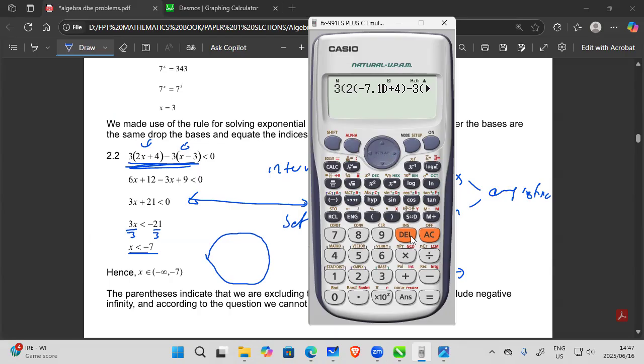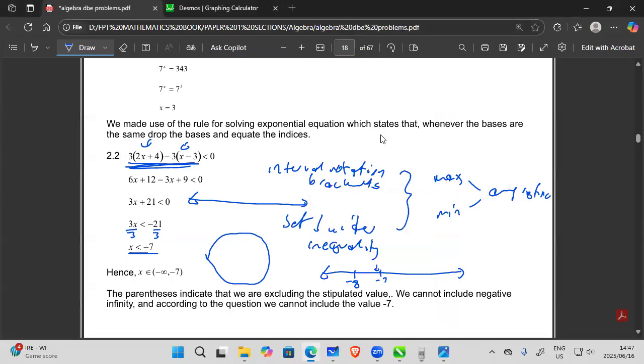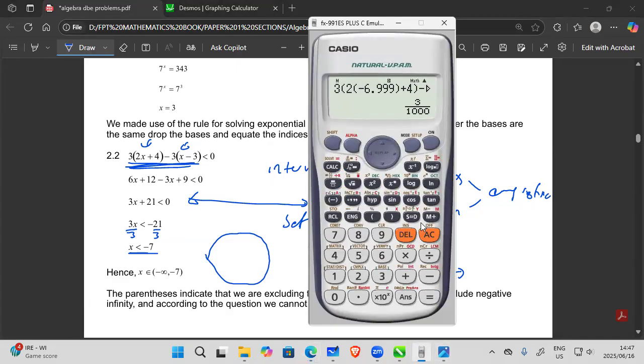Now I want to prove it to you. I'm going to go slightly above -7. I'm going to make it -6.999, which is slightly more positive than -7. If you look at it here, -7.1 is here. See where -6.999 will be? Right here, just to the right of -7. Slightly to the left, it's negative. Slightly to the right, it's positive. If I do that, can you see we output a positive answer? This is why it has to be strictly less than -7.